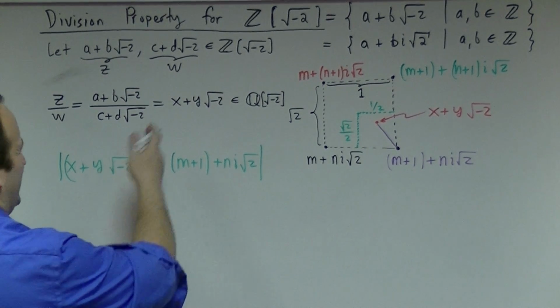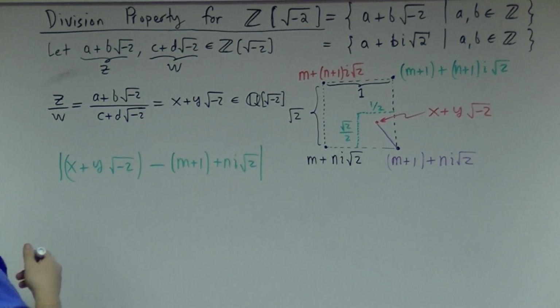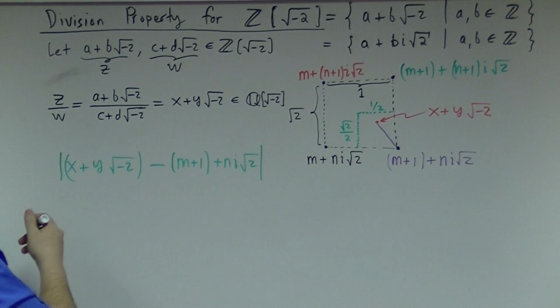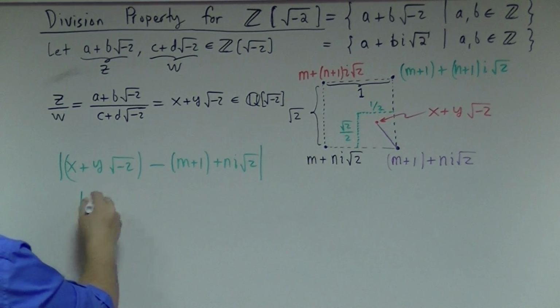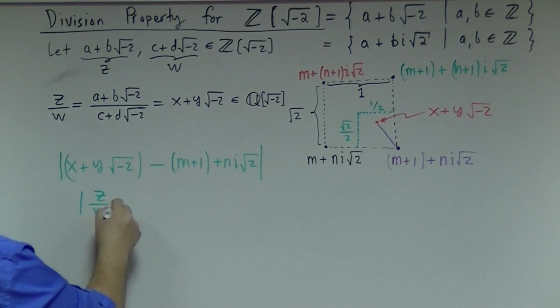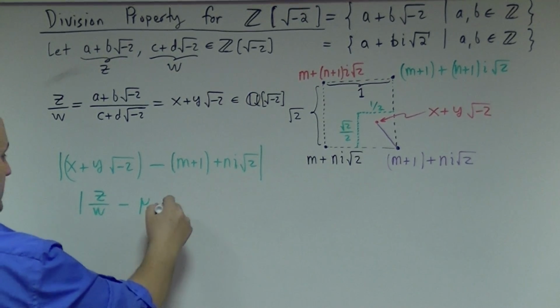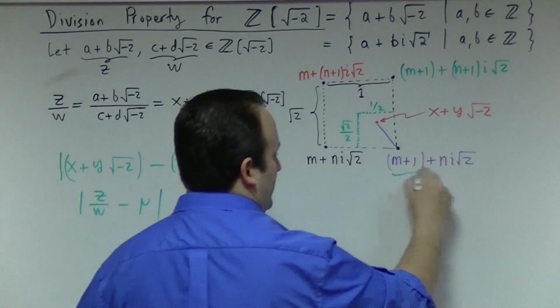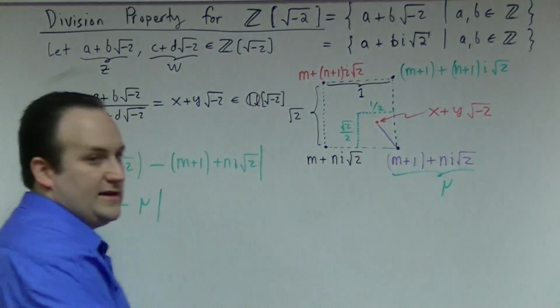So we should give this a name or something. I don't know. Oh, fine, I'll just write z over w minus... usually one calls this mu. So I just call this thing mu. It's the closest quadratic integer there, right?